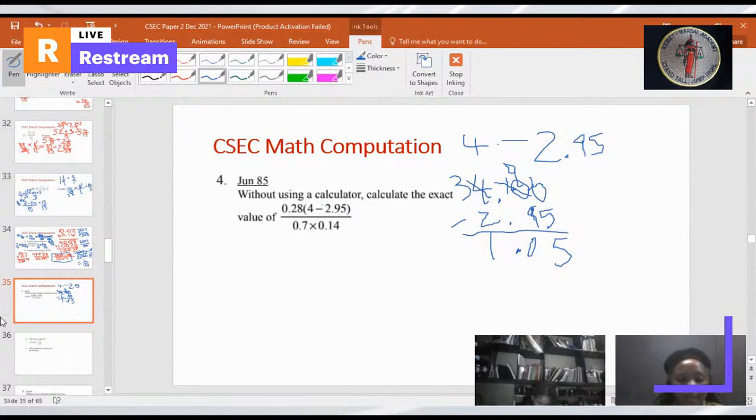From our experience just now, since we're not using a calculator, I would prefer you work them as fractions. So right here, the 0.28 will be 28 over 100 times 1 and 5 over 100. You see that? Yes, Miss. So let's try it that way.